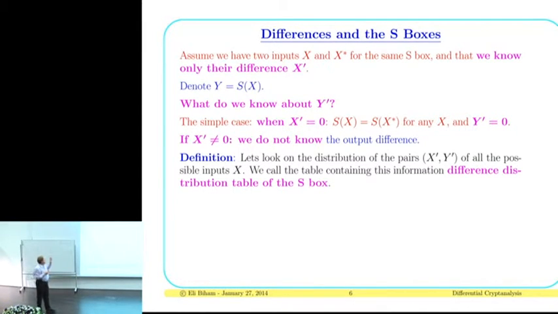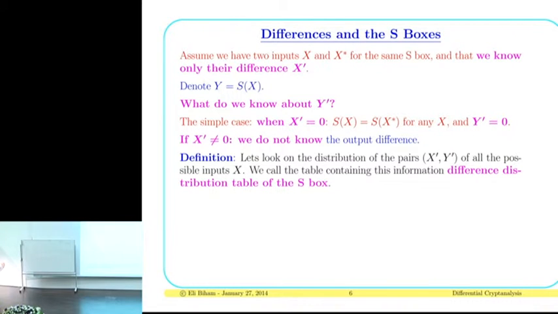So I'll show you. Of course, there is one exception, an easy exception. If the input difference is 0, the output difference must be 0. It's actually saying that if the two inputs are the same, the two outputs must always be the same. So always for input difference 0, the output difference must be 0. Same outputs.